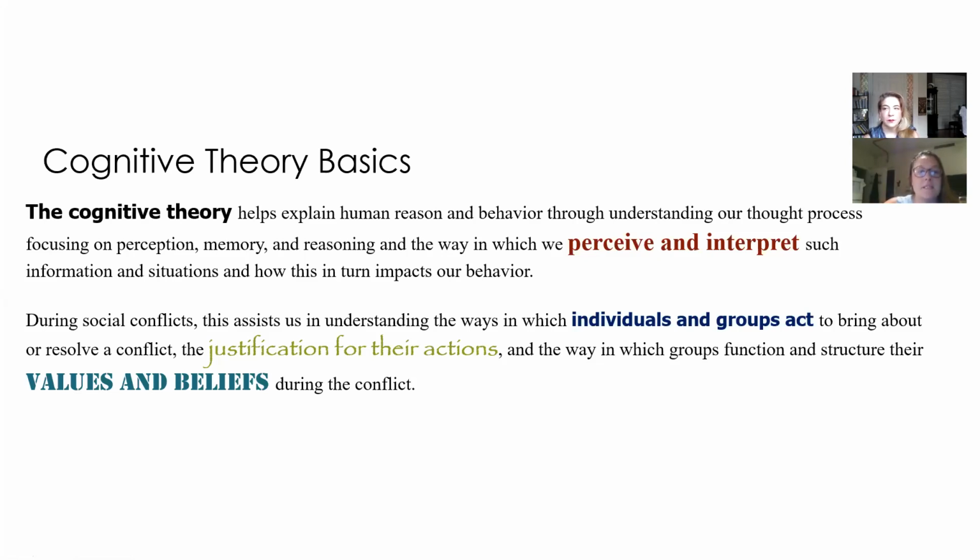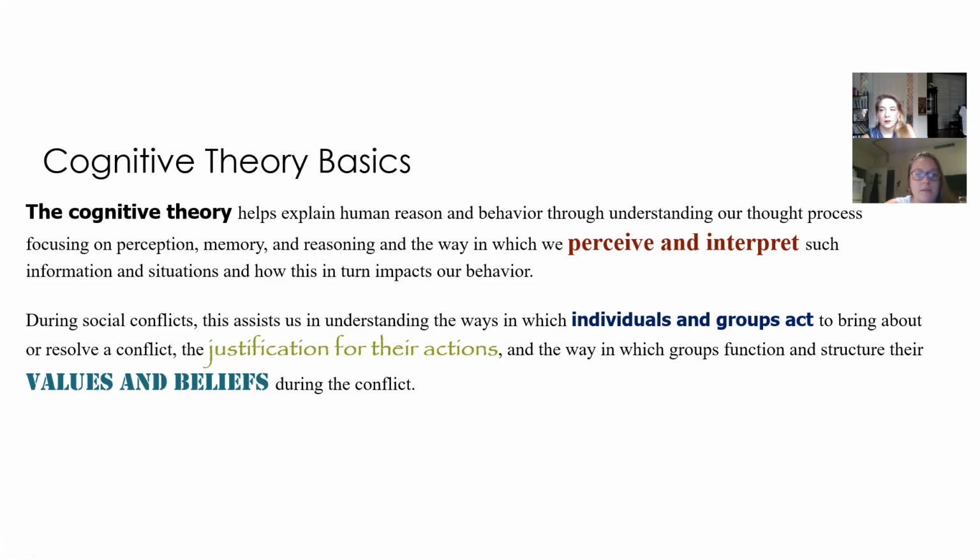Cognitive theory helps us explain human reasoning and behavior through understanding our thought process, focusing on perception, memory, and reasoning, and the way in which we perceive and interpret information and situations, and how this in turn impacts our behavior. During social conflicts, this assists us in understanding the ways in which individuals and groups act to bring about resolve in a conflict, justification for their actions, and the ways in which groups function and structure their values and beliefs during a conflict.